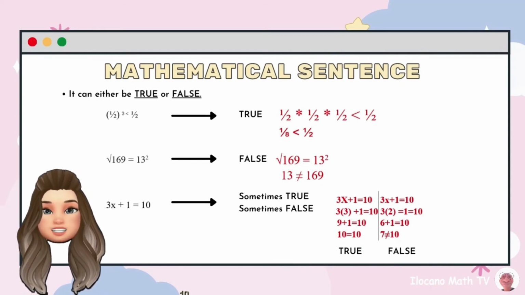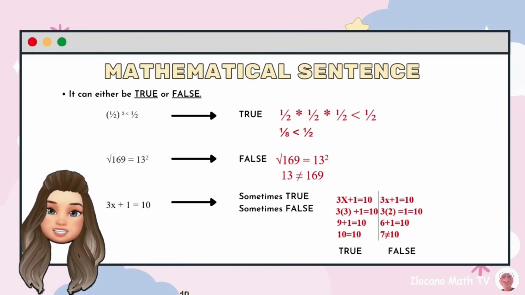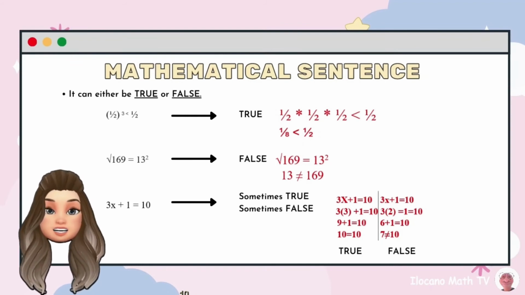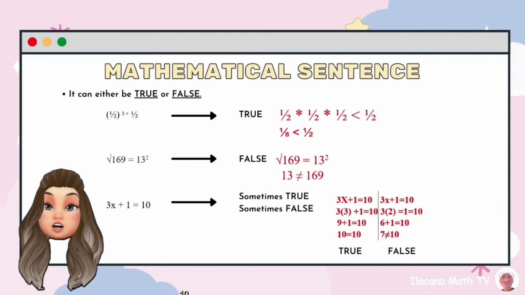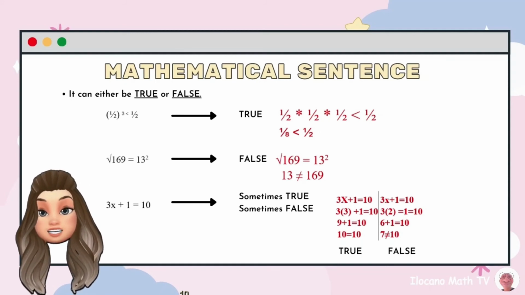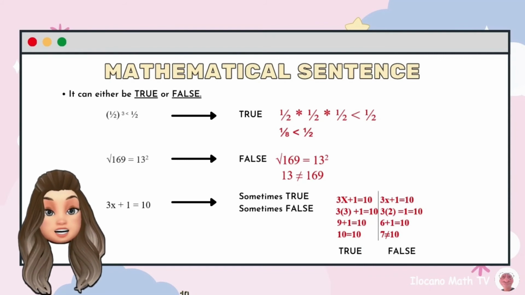However, if it's like square root of 169 equals 13 squared, it is not true, or simply false. Because square root of 169 is equal to 13 and not 13 squared, for the reason that 13 squared is equal to 169. Therefore, they are not equal.